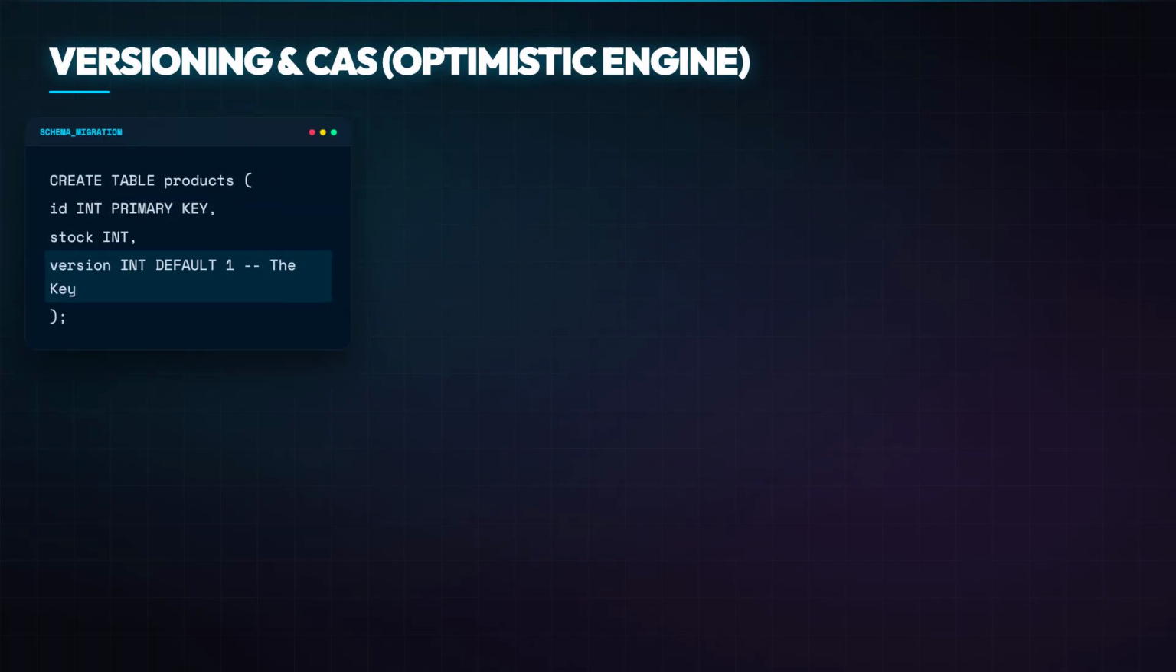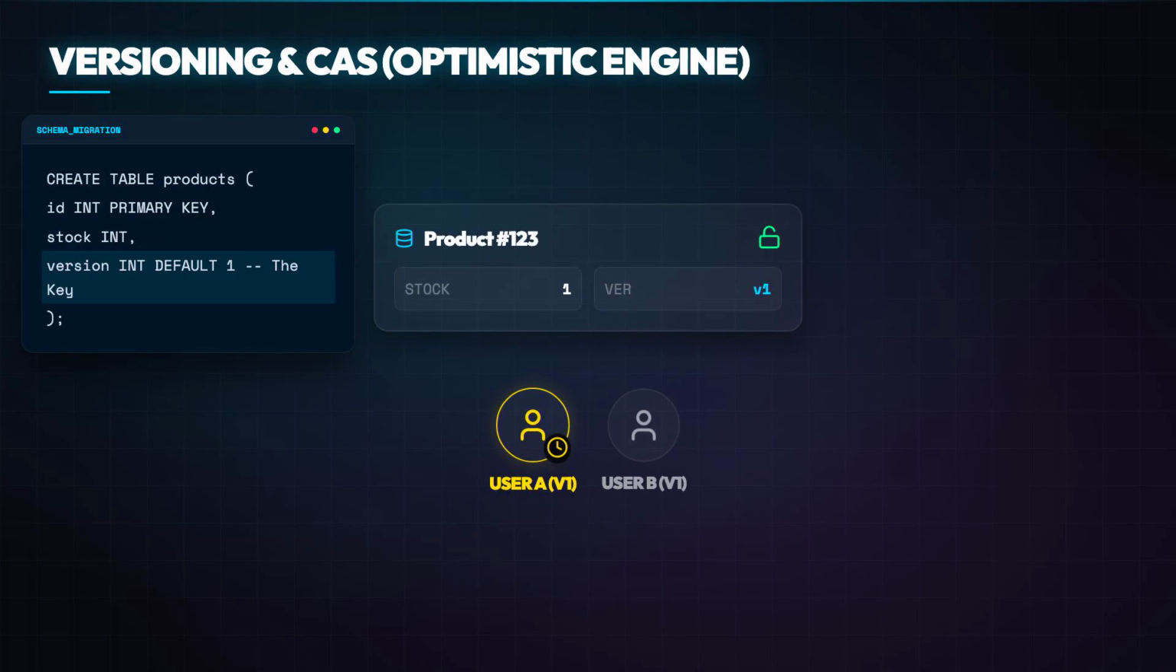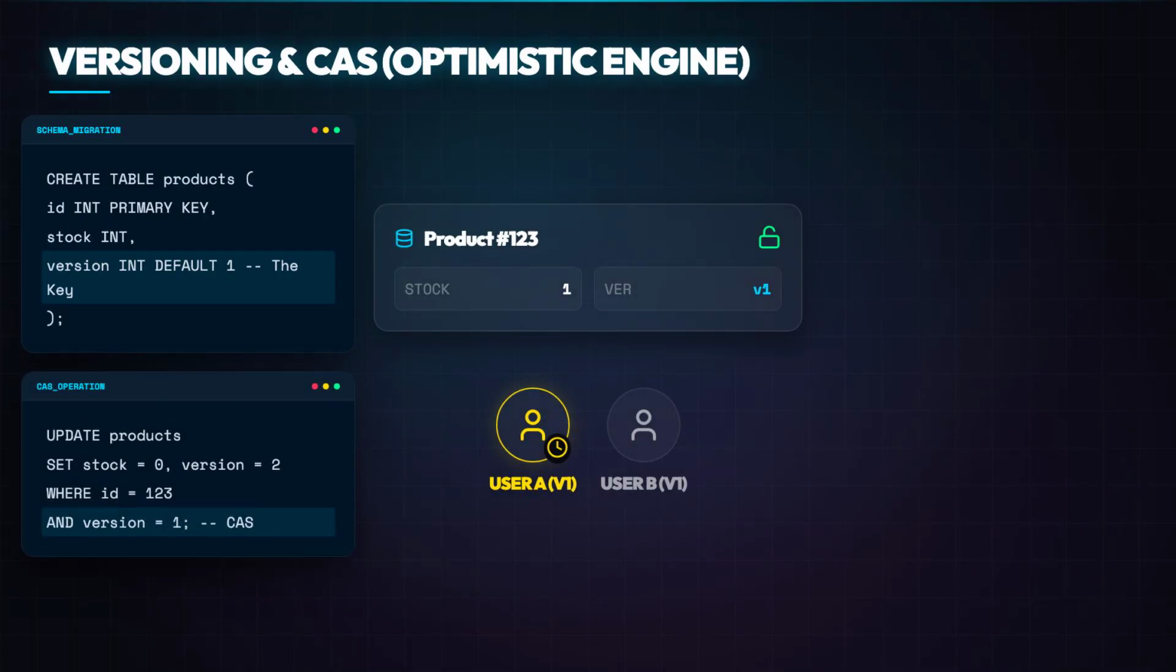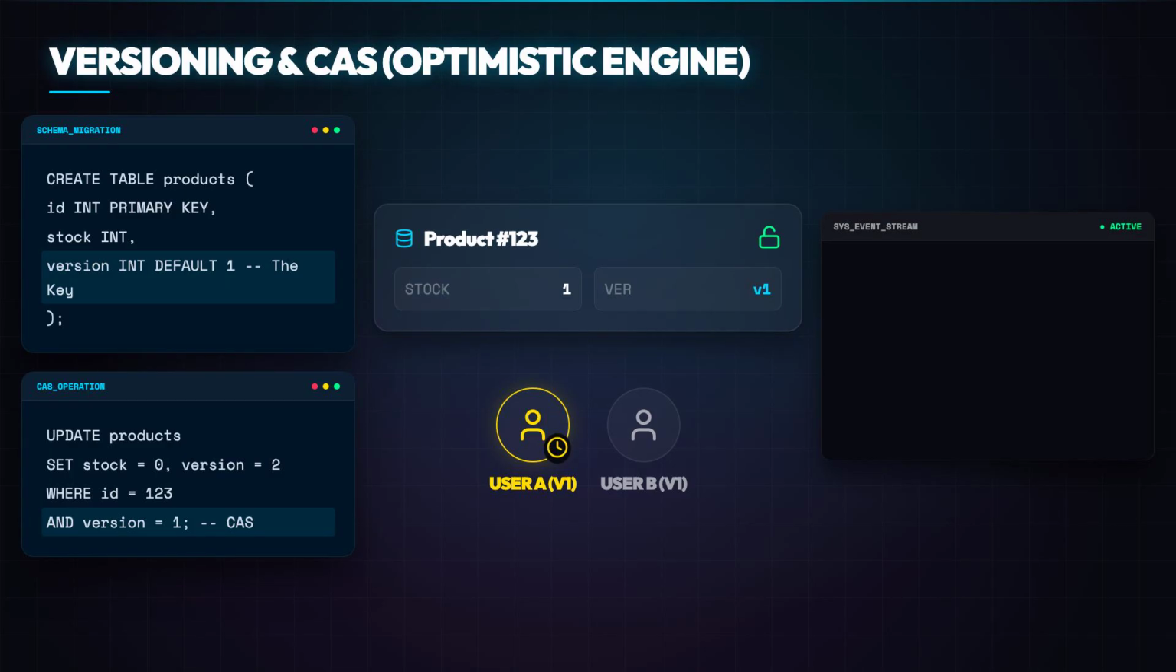Optimistic locking enters the chat, the trust but verify strategist. It assumes conflicts are rare, so it doesn't block anybody during the read phase. Instead, we add a version column or a timestamp to the schema. Everyone reads the same data. Stock equals 1, version equals 1.